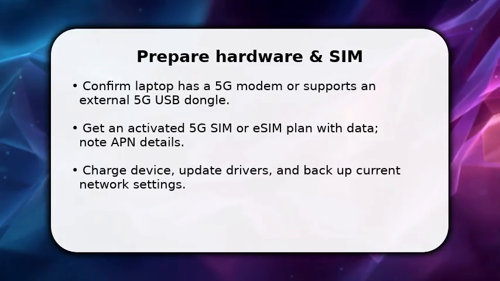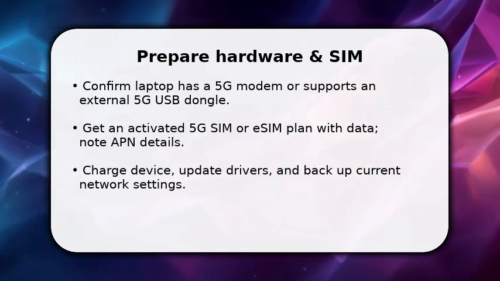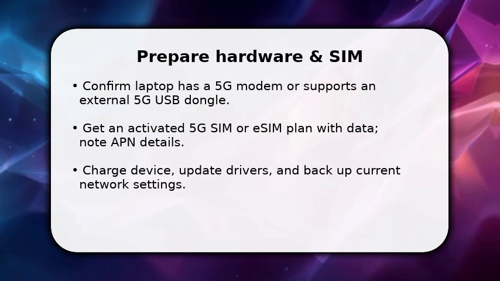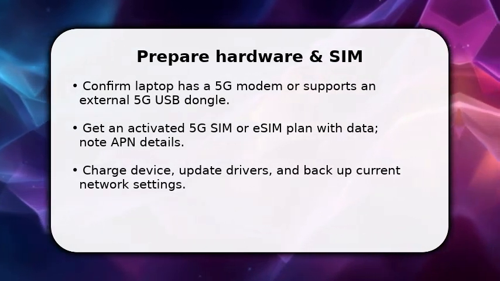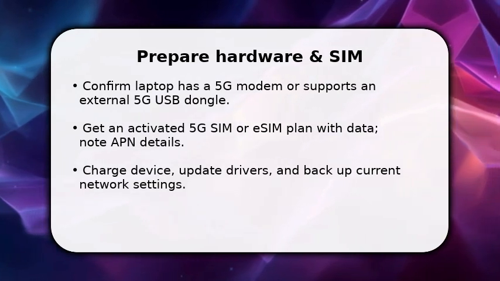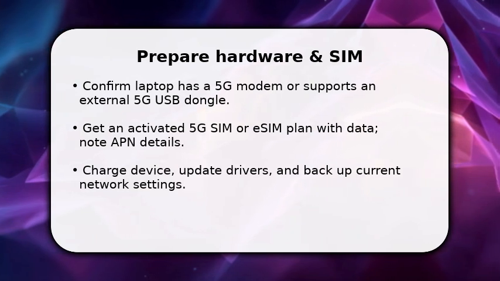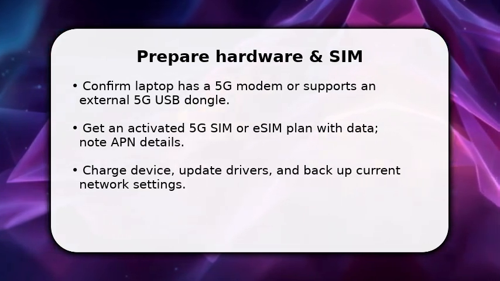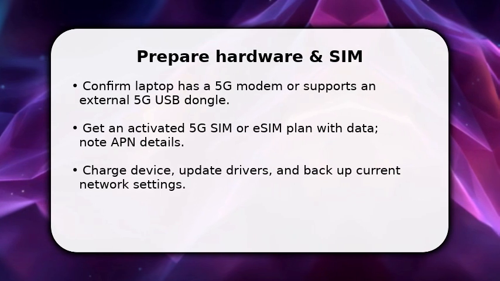You'll start by validating hardware and getting a SIM. This is the quick win. Check whether your laptop has an integrated 5G modem or if you need a certified 5G USB dongle, because the connection method changes slightly. Once you have an activated 5G SIM or eSIM plan, copy the APN and account details. Keeping that info handy saves time.